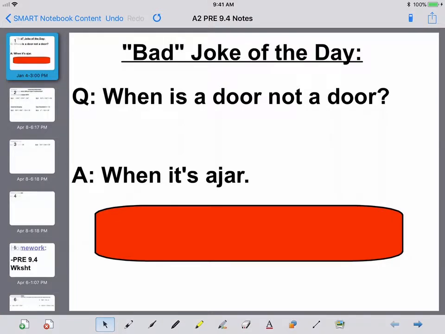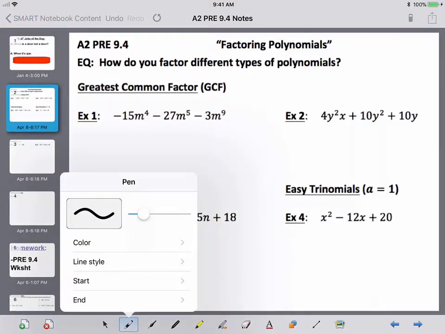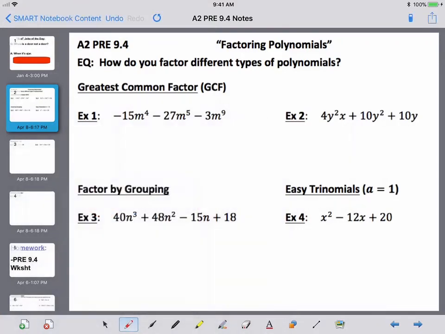Alright, so today what we're going to do is review how to factor some different types of polynomials. So you know how to do all these, but we're going to use factoring quite a bit in section 9.4. So to start here, we are going to review what the greatest common factor is. So when you're factoring, you always look for a GCF. Okay, that is always your first step.